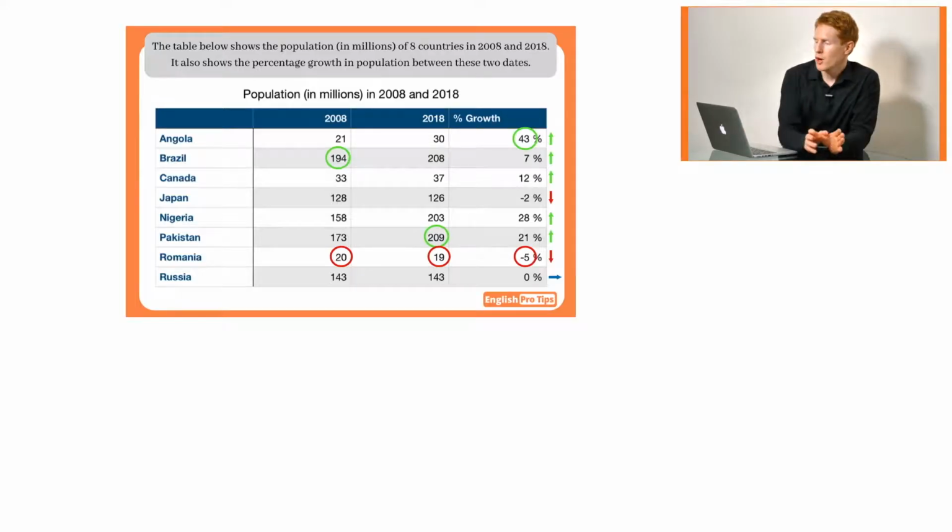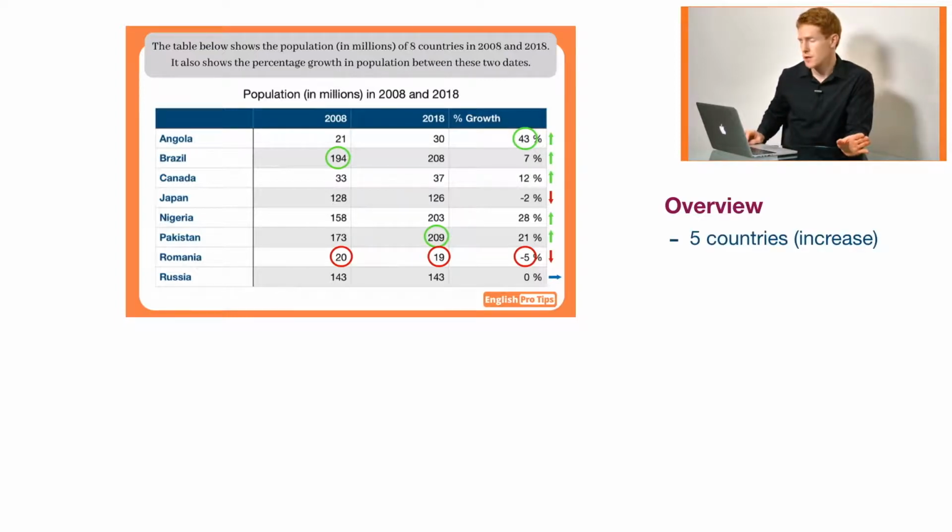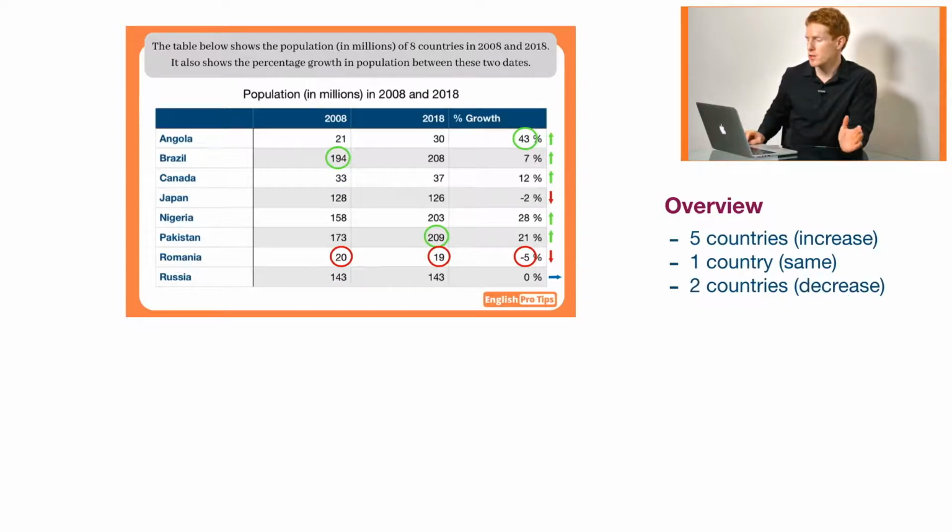Okay, the next thing that you would write is your overview, and we're going to have a look at how to write that now. So we've got our graphic with all of the notes on it, and we said that for the overview we identified that 5 countries increase, 1 country stays the same, and 2 countries decrease. So let's have a look at a model overview answer for this question.